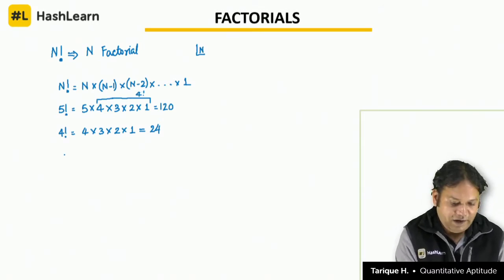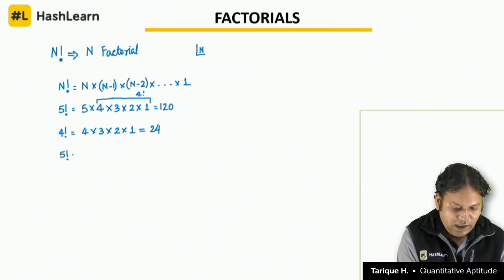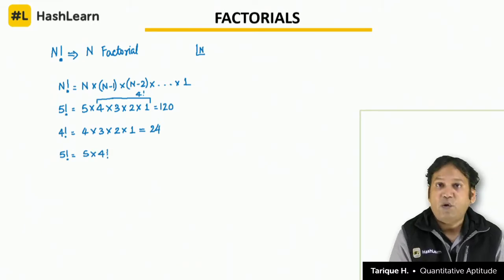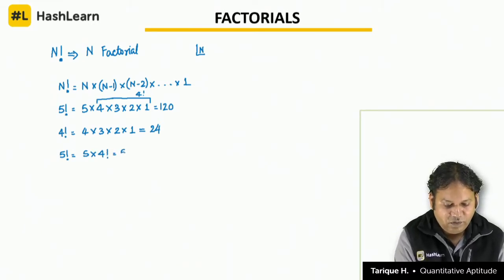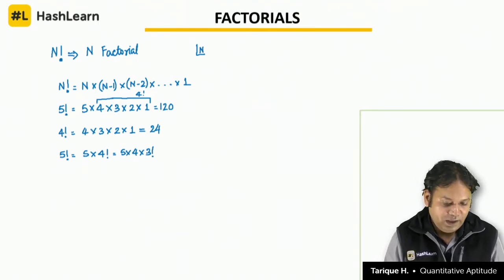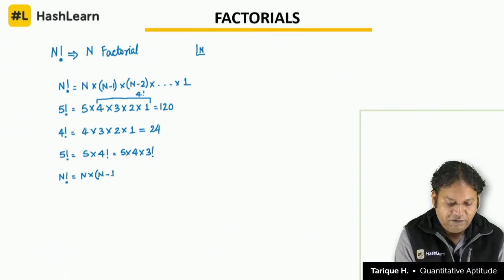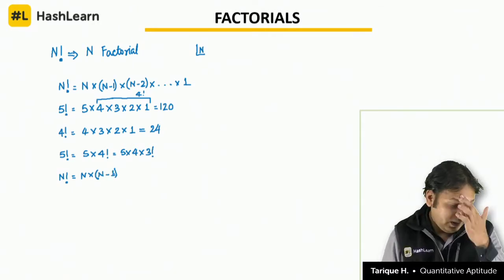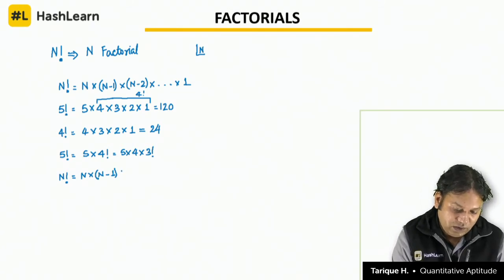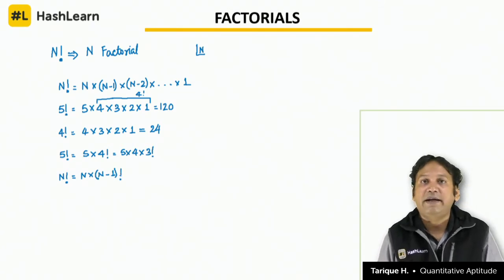That means we can write 5 factorial as 5 into 4 factorial. If you want, we can also write it as 5 into 4 into 3 factorial. We stop at 3, we put the factorial symbol at 3. That means we can write n factorial as n into n minus 1 factorial. Like 5 into 5 minus 1 is 4, right. So n into n minus 1 factorial, that is how we can write n factorial.